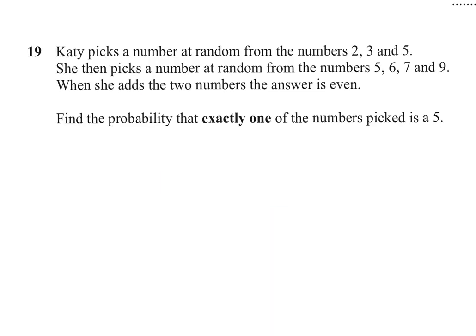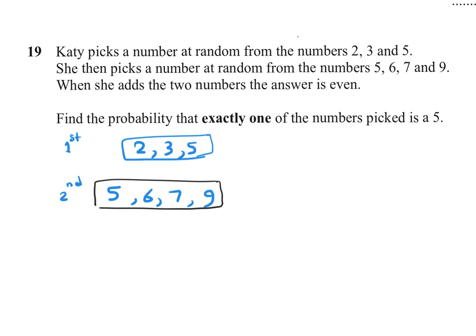Number 19, Katie picks a number at random from the numbers 2, 3, 5. She then picks a number at random from the numbers 5, 6, 7, 9. When she adds the two numbers, the answer is even. Find the probability that exactly one of the numbers picked is 5. We have two groups of numbers. The first, 2, 3, and 5. The other group, 5, 6, 7, and 9.